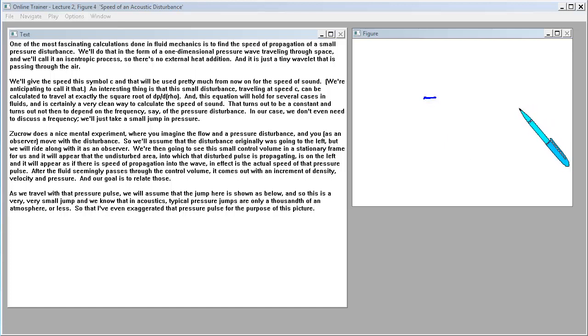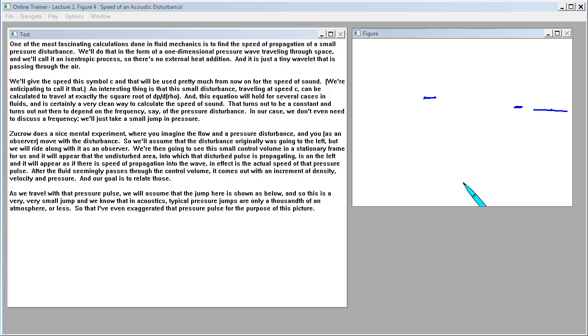An interesting thing is that this small disturbance traveling at speed c can be calculated to travel at exactly the square root of dp d rho. And this equation will hold for several cases in fluids, and is certainly a very clean way to calculate the speed of sound. That turns out to be a constant, and turns out not then to depend on the frequency, let's say, of the pressure disturbance. In our case, we don't even need to discuss a frequency. We'll just take a small jump in pressure.